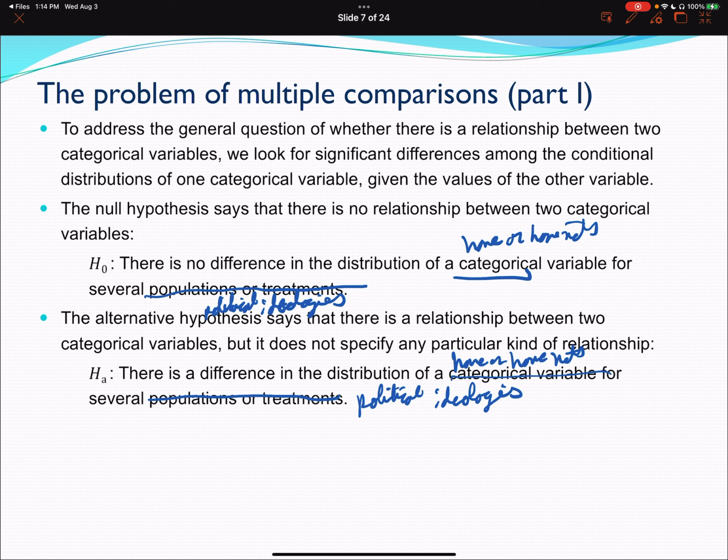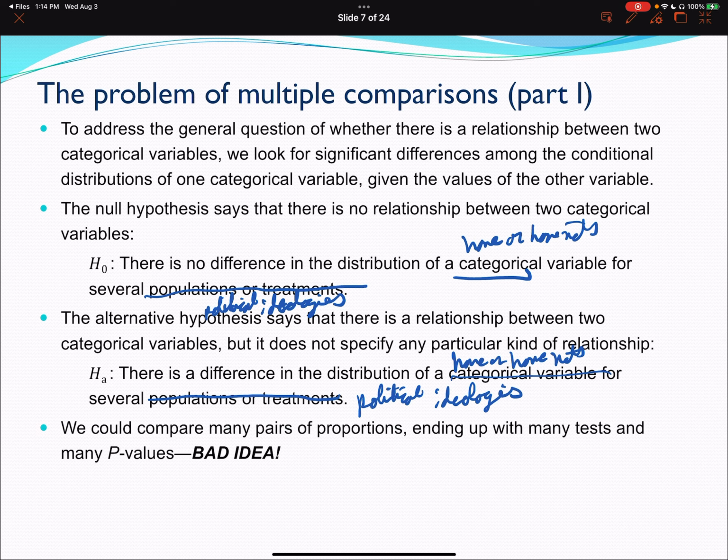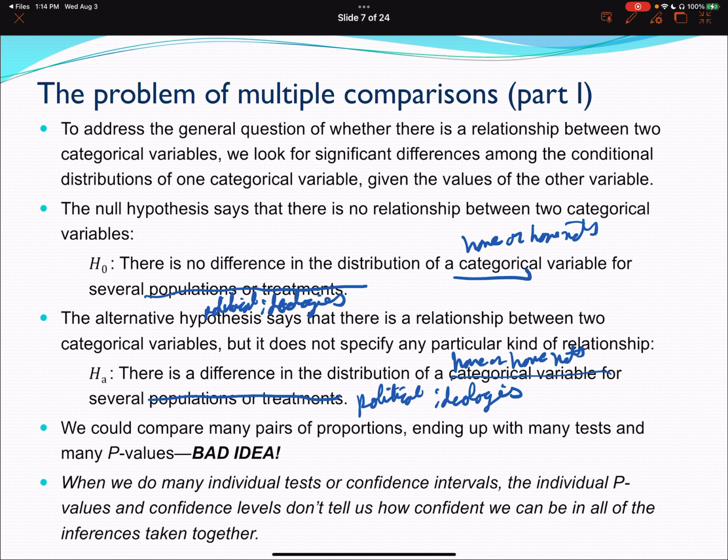Now, we could compare many pairs of proportions, ending up with many tests and many p-values, and that's a bad idea, right? That's too many probability tests. When we do many individual tests or confidence intervals, the individual p-values and confidence levels don't tell us how confident we can be in all of the inferences taken together. So not just comparing the haves between the political ideologies and the have-nots, we need to compare everything.